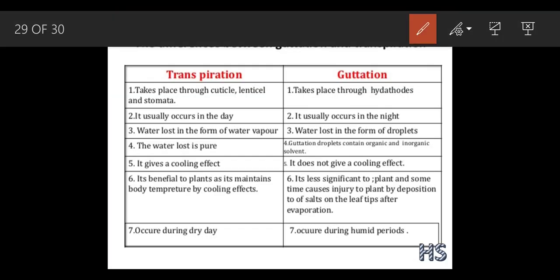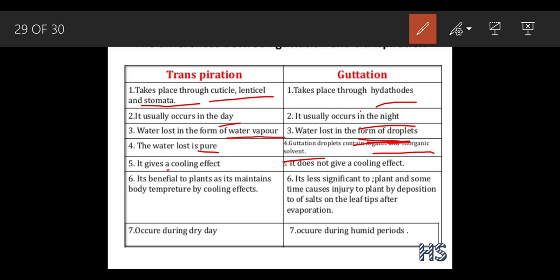Transpiration and guttation. Transpiration is of three types. Guttation takes place through the hydatodes. Transpiration occurs during the day because at night the stomata are closed. Guttation occurs at night because of temperature reasons. In transpiration, water is lost in water vapor form, while in guttation it is lost in the form of droplets. Vapor means the gaseous form, but droplet means the liquid state. In transpiration the water is pure because only water is lost, but in guttation they can lose organic and inorganic solutes also, meaning some of the salts present can also be exuded out.